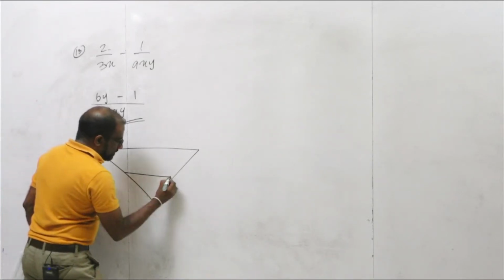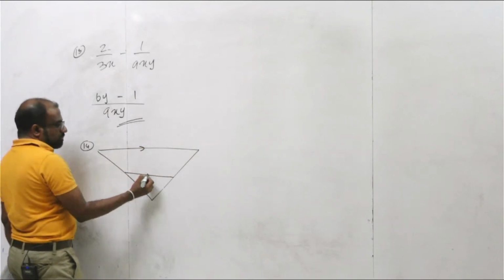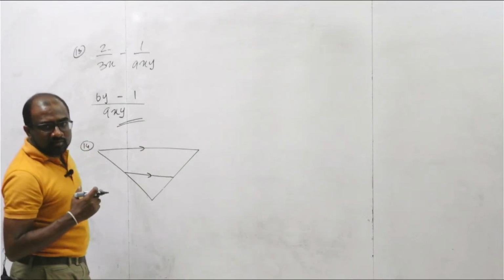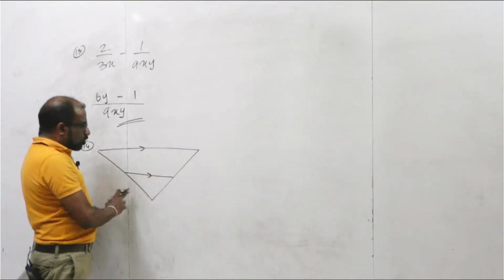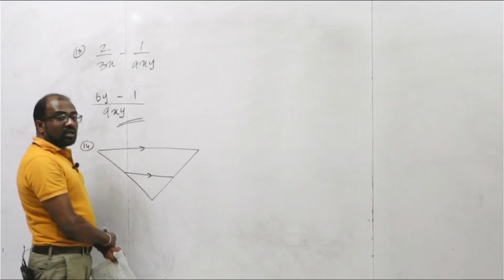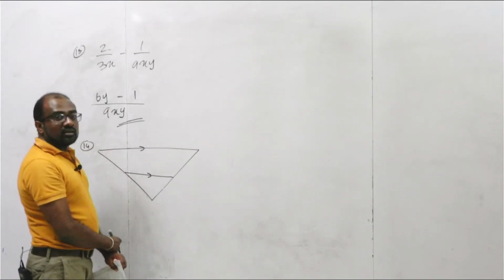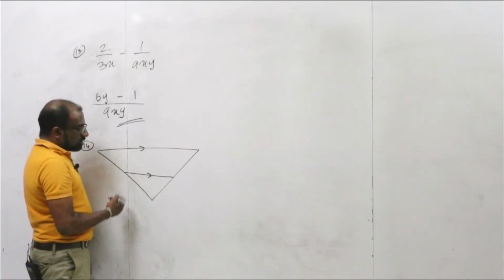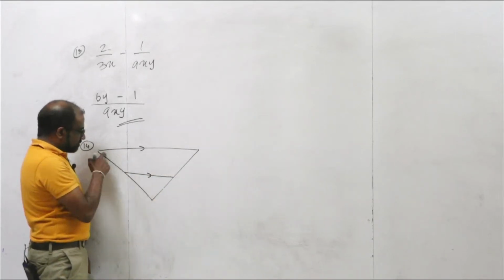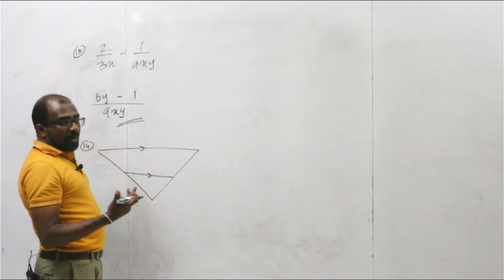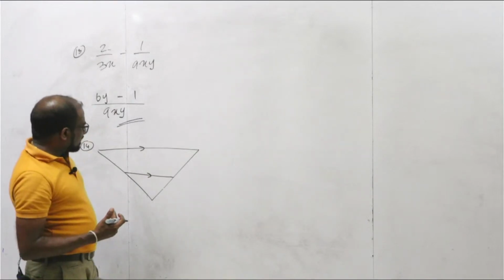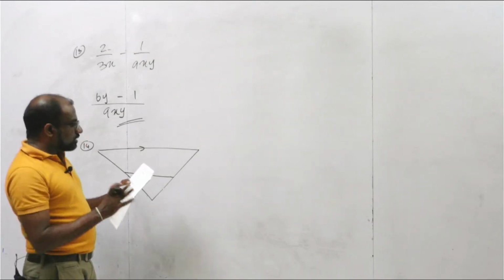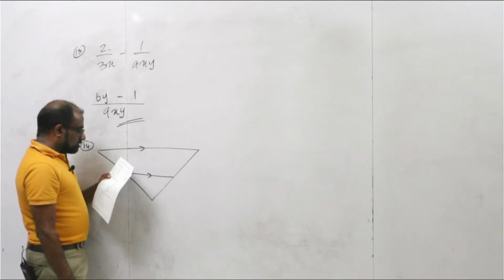Always remember, when you see parallel lines, we recall the theory. When you draw the diagram, two lines are parallel. Corresponding angles, letter F, are equal. Allied angles, letter C, are supplementary, that is they sum up to 180 degrees. Alternate angles, letter Z, are not here.